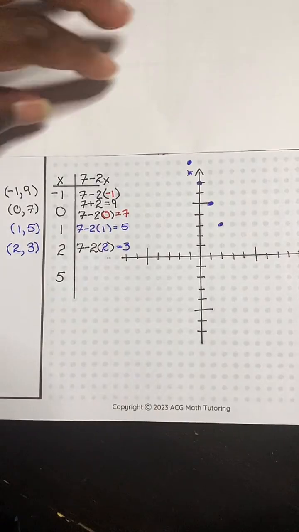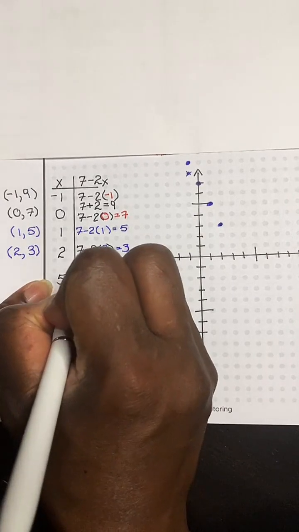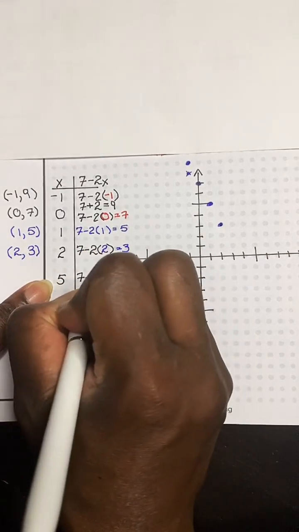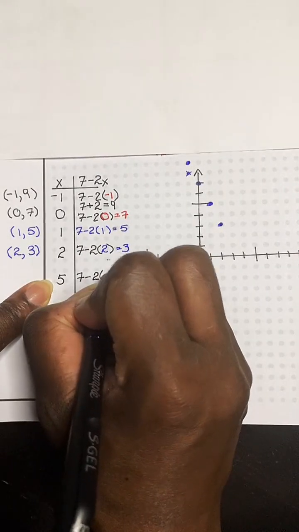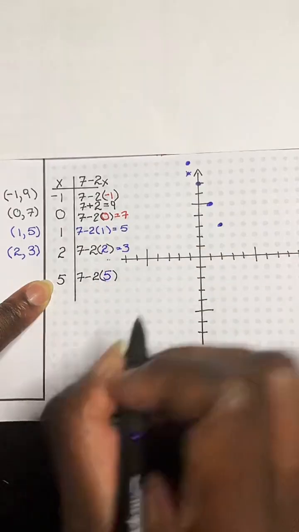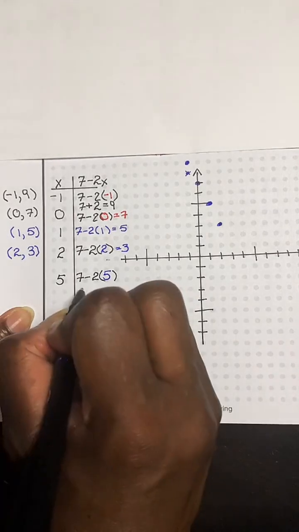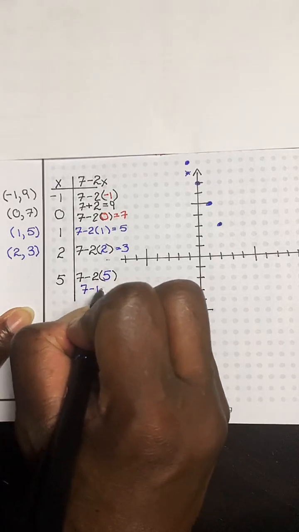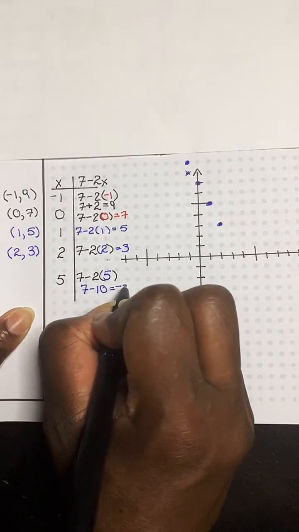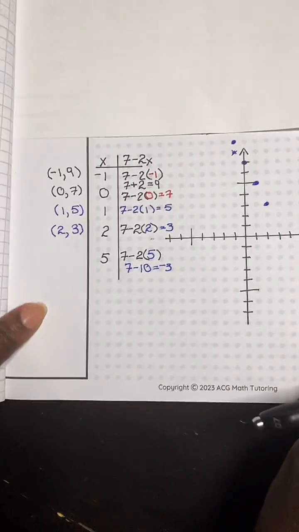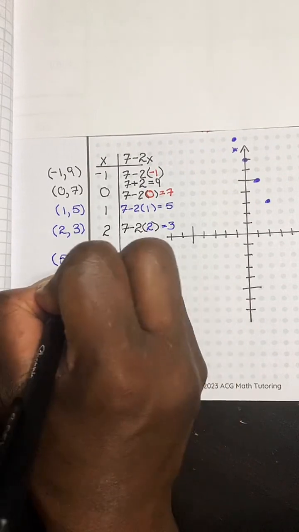All right. And then last but not least, we got our 5. I just saw the 7 and it just came to me. So I'm going to plug a 5 in for the x. So now we have 2 times 5, that gives me 10. So now you have 7 minus 10, that'll give me a negative 3. So our ordered pair is going to be (5, -3).